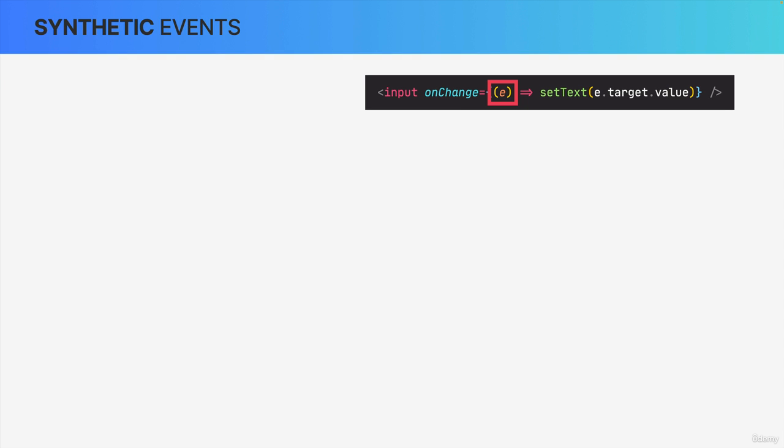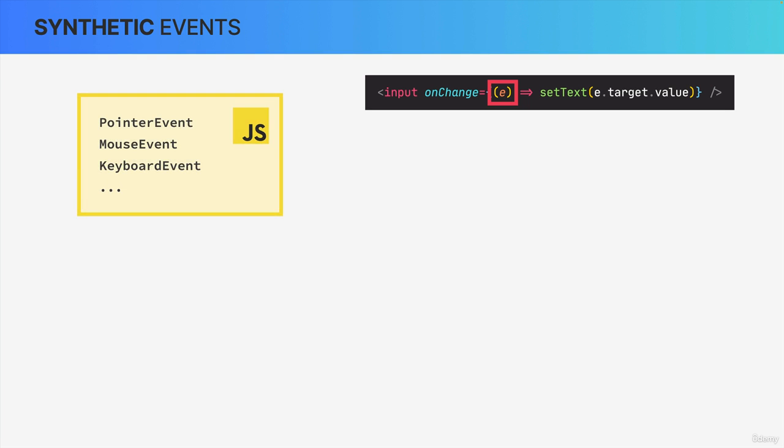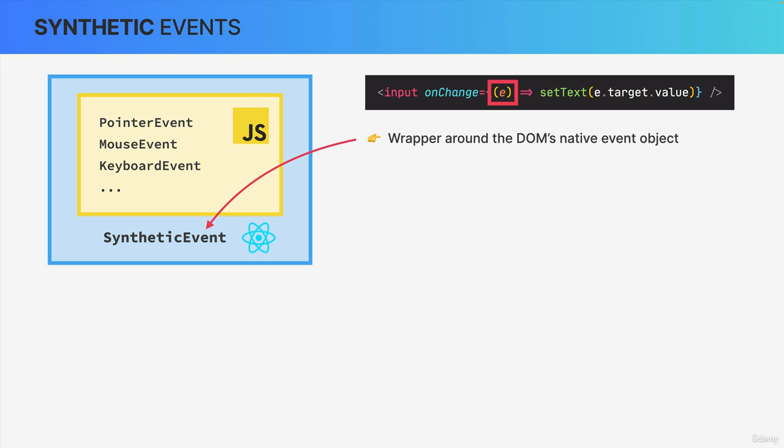However, in React, this event object is actually different. So in vanilla JavaScript, we simply get access to the native DOM event object. For example, pointer event, mouse event, keyboard event, and many others. React, on the other hand, will give us something called a synthetic event, which is basically a thin wrapper around the DOM's native event object. And by wrapper, we simply mean that synthetic events are pretty similar to native event objects, but they just add or change some functionalities on top of them.